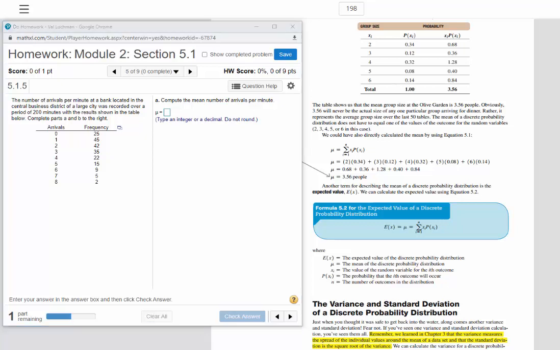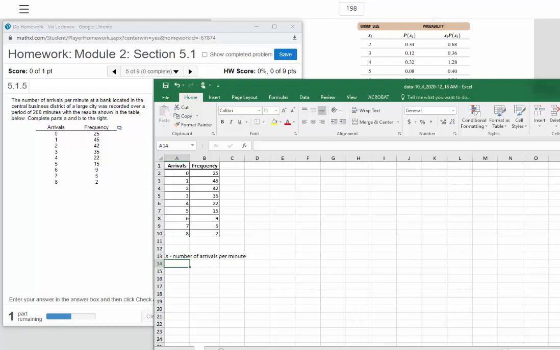So now let's go ahead and use Excel to compute the mean of this random variable. The first thing we're going to do is construct the probability table. For the first column, we just need to copy our values. So x takes values between 0 and 8. Then we compute the probability of each value. How do we do that? Well, we have frequencies for each of the outcomes, and we have the total number of outcomes, which was 200 minutes. So we say equals frequency divided by 200.